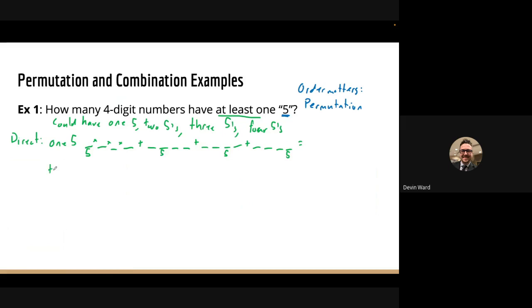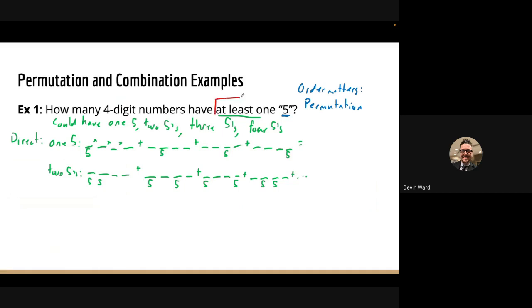Then if we have 2 5s, it could start off 5 5. Then it could go 5, any number, another 5, any number. It could have 5 at the beginning and end of the number. But then you could have 5 in the second spot, and 5 in the third spot. Okay, this keeps going on and on and on. This would take a lot of time, it's a long procedure.